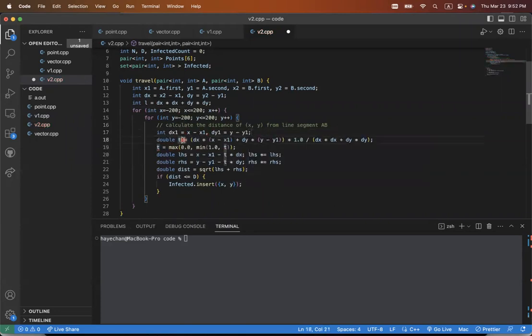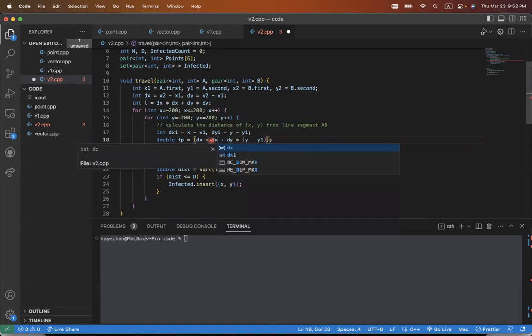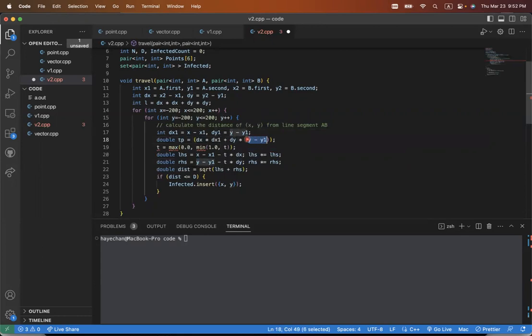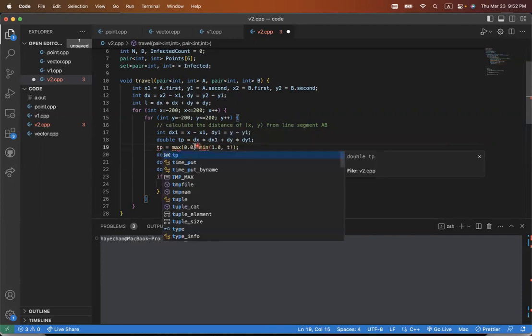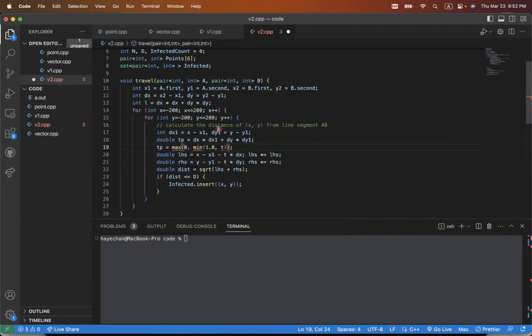And so now instead of doing t, you calculate t prime. And in t prime, you eliminated the division. And then this is dx1, this is dy1. You can actually eliminate all the parentheses. You don't have to, but I just like to keep it clean. And you also still need to clip t prime between 0 and, instead of 1.0, it's L, right? Because you're multiplying both sides by L.